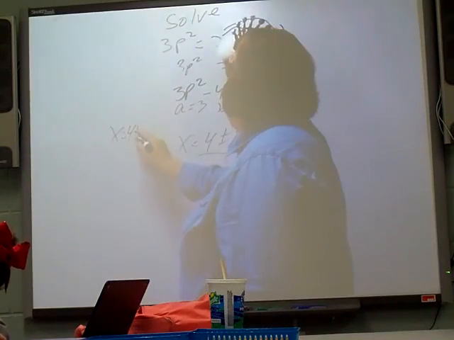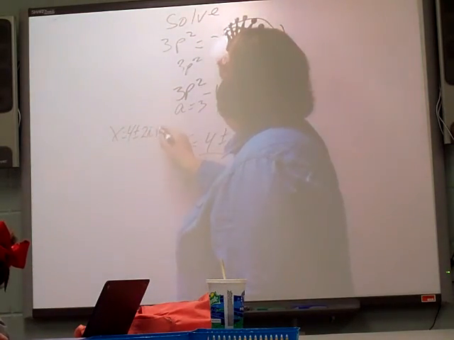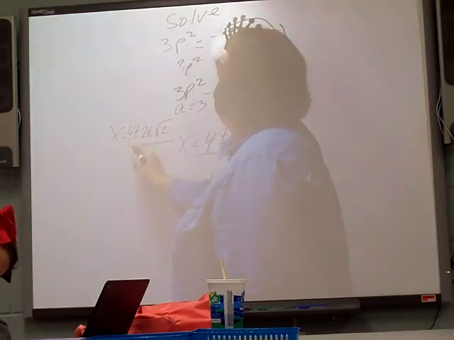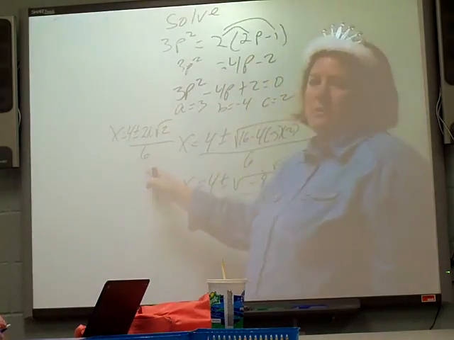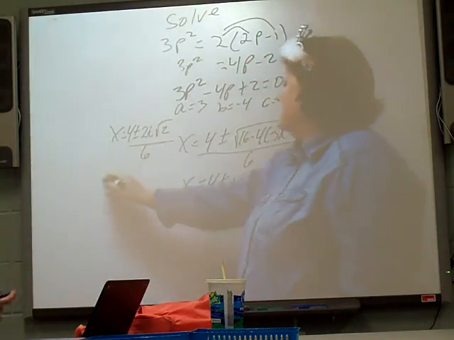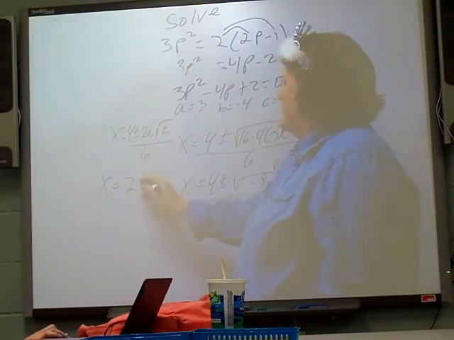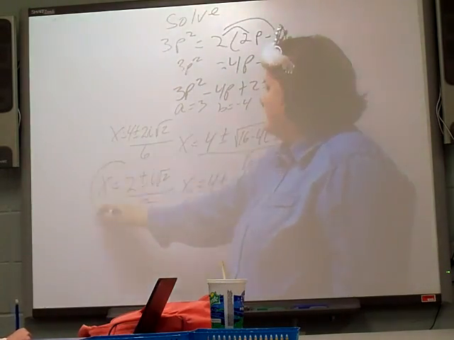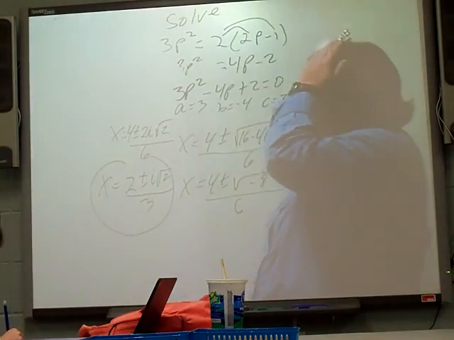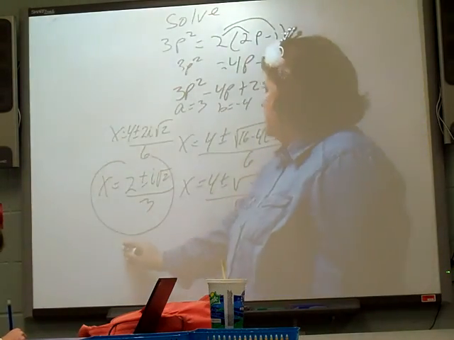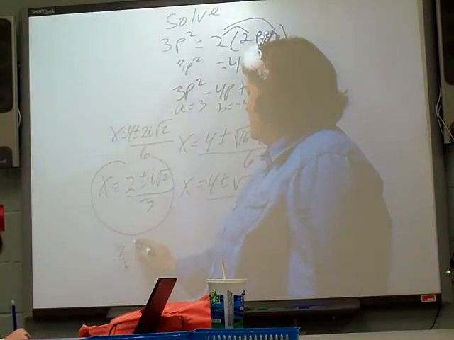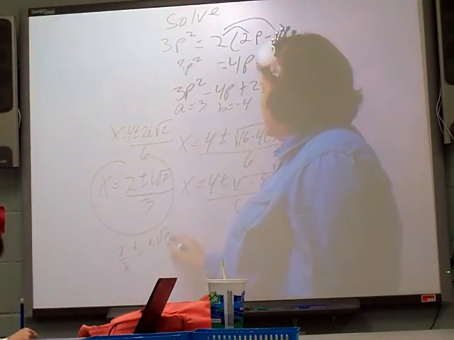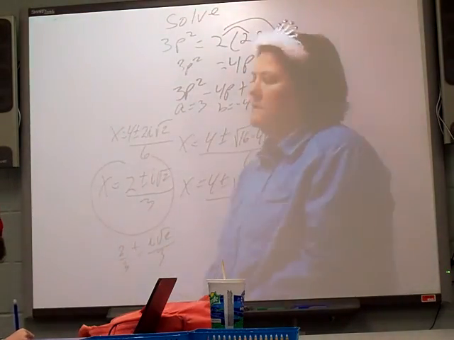X equals 4 plus or minus 2i square root of 2 all over 6. And now here you can reduce that. You can divide everything by 2. So x would be 2 plus or minus 1i square root of 2 over 3. Again, if you want to put them both over 3, you can. 2/3 plus or minus i square root of 2 over 3 would be another way to look at that.